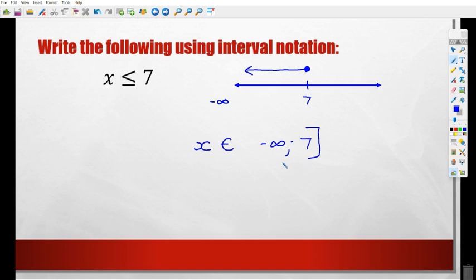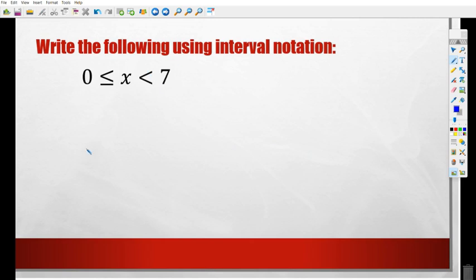Very good. Alright, and then am I ever going to get to negative infinity? No, so I'm not going to include it. Okay, that's interval notation. Alright, let's see what's happening here.